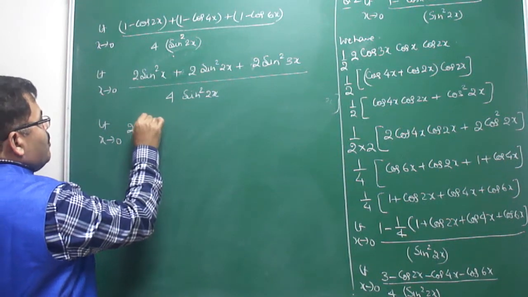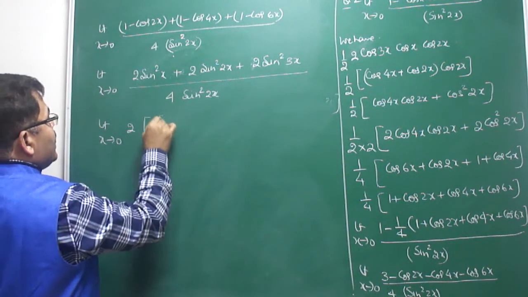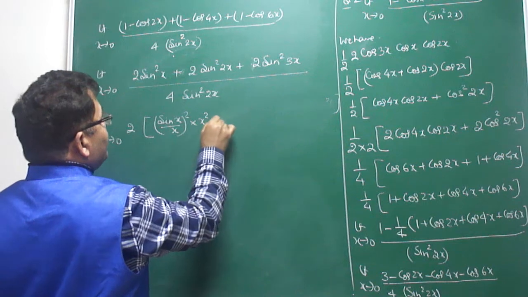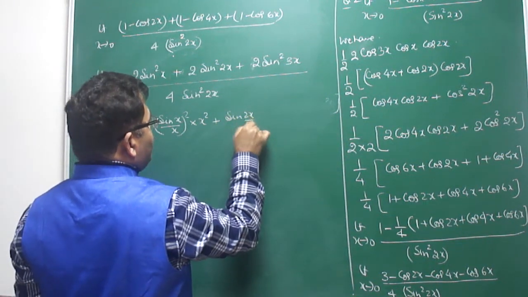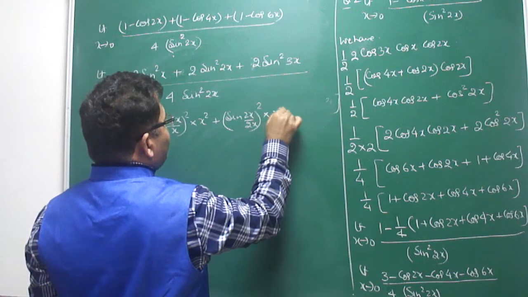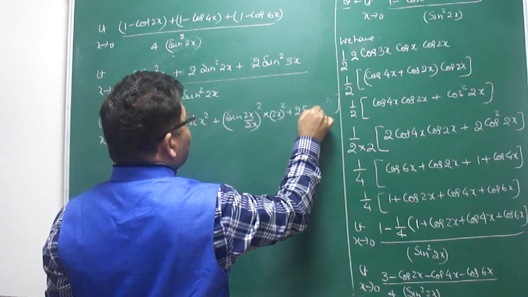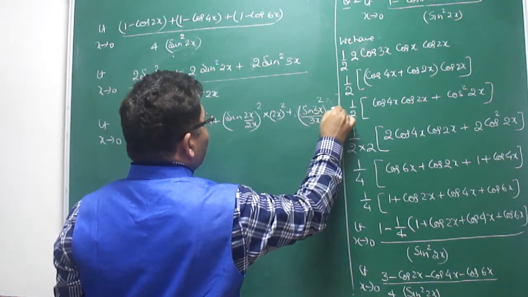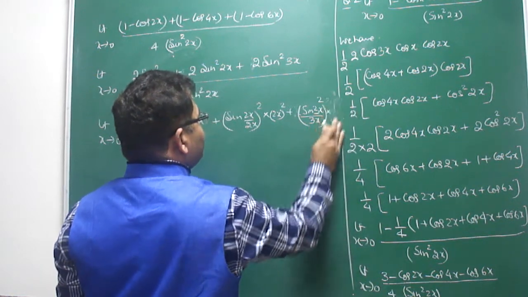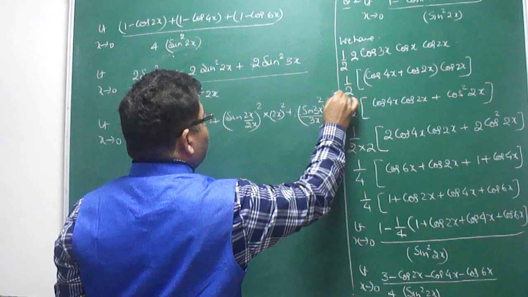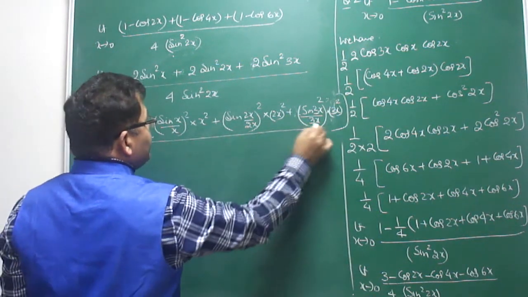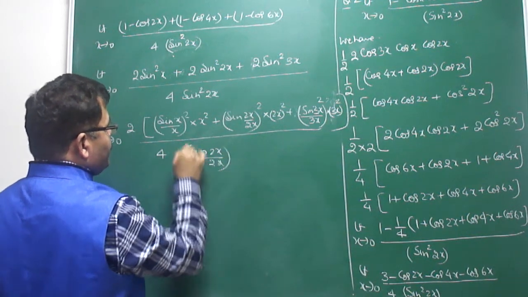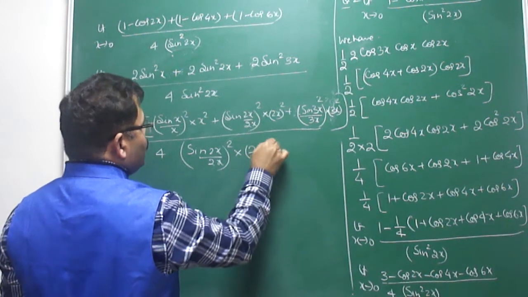2 ऊपर से सब में से कॉमन ले लिया, राइट, और यहां पे इसको अरेंज कर दिया (sin x by x) का होल स्क्वायर into x स्क्वायर, सिमिलरली (sin 2x by 2x) का होल स्क्वायर into 2x स्क्वायर, ठीक है, प्लस 2 (sin 3x by 3x) का होल स्क्वायर into 3x का स्क्वायर, ओके. अब नीचे क्या है? नीचे उसी तरह से अरेंज कर सकते हैं, 4 है (sin 2x by 2x) का होल स्क्वायर, ऊपर में पहले अरेंज कर रहे थे, अब अरेंज कर देता हूं 2x स्क्वायर.